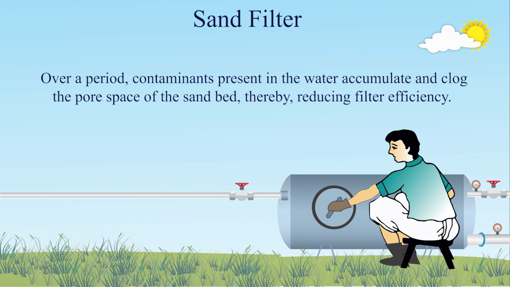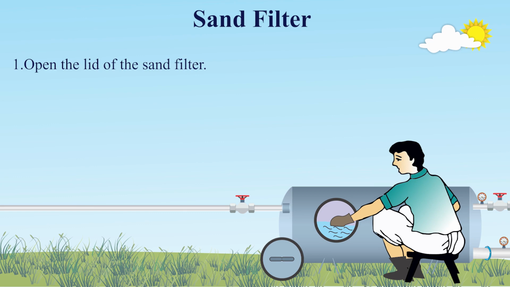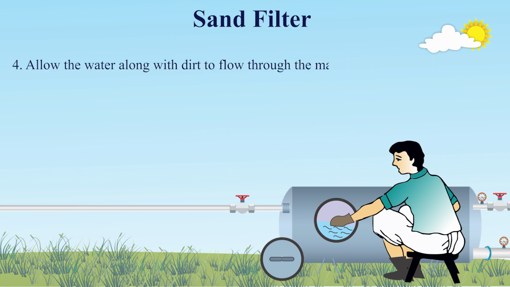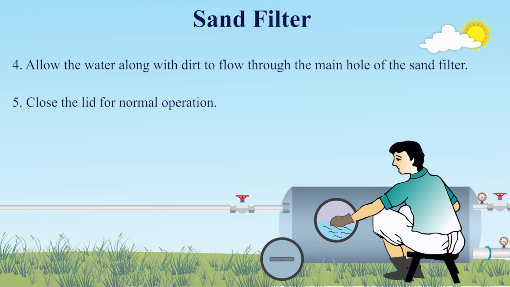Sand filter. A sand filter helps remove heavy organic and inorganic pollutants. Over a period, contaminants present in the water accumulate and clog the pore space of the sand bed, thereby reducing filter efficiency. The sand filter must be cleaned regularly in the following manner. Open the lid of the sand filter, start the backflush operation, put one hand inside the sand filter and stir the sand thoroughly. Allow the water along with the dirt to flow through the main hole of the sand filter and close the lid for normal operation.